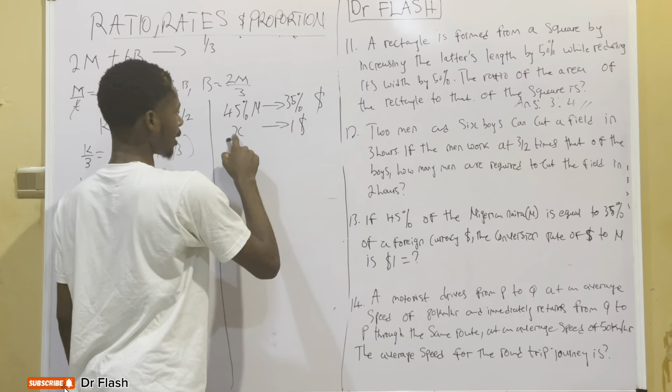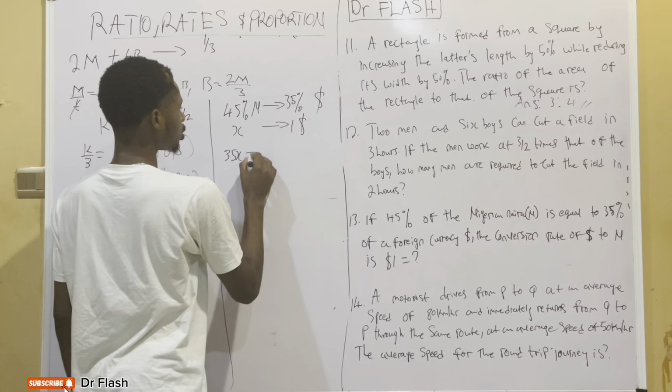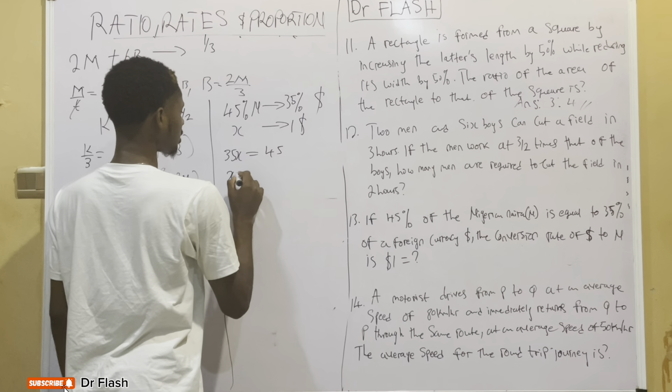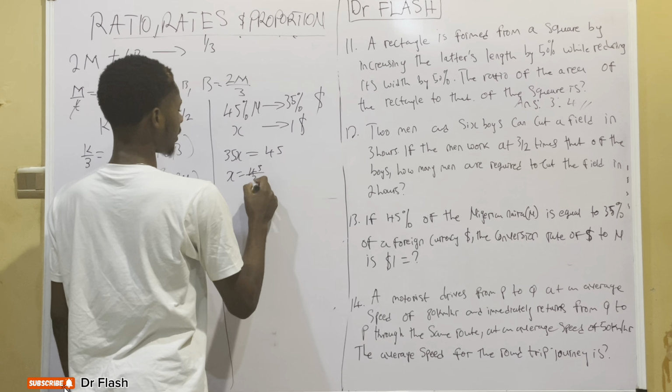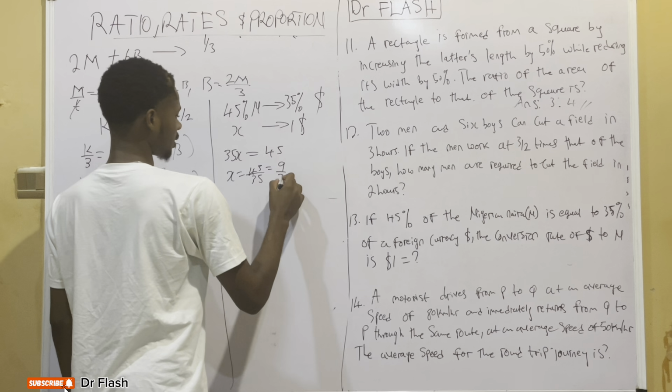So we're going to cross multiply x times 35. That will give you 35x, which will equal 45 times 1. That will give you 45, which means x is equal to 45 divided by 35. Now, can we do this? 5 can go into 45. That will give you 9. 5 into 35, that's 7.